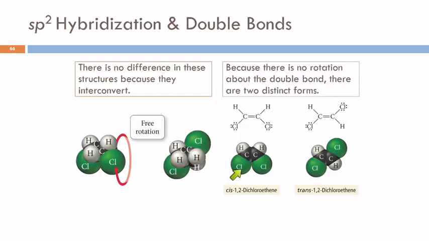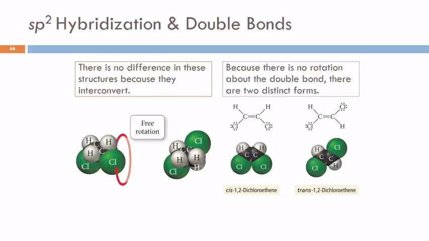But you can't make this one into that one without breaking a bond. You have to break the double bond in order to rotate it like that. When there's a single bond, there's free rotation, and these guys just twist around. Any questions? The answer, triple bond? We'll get to triple bonds.